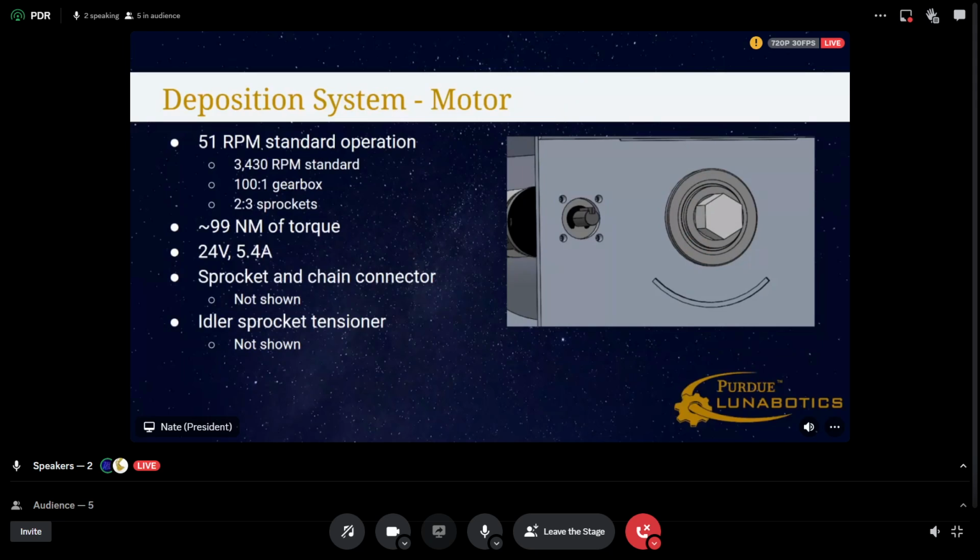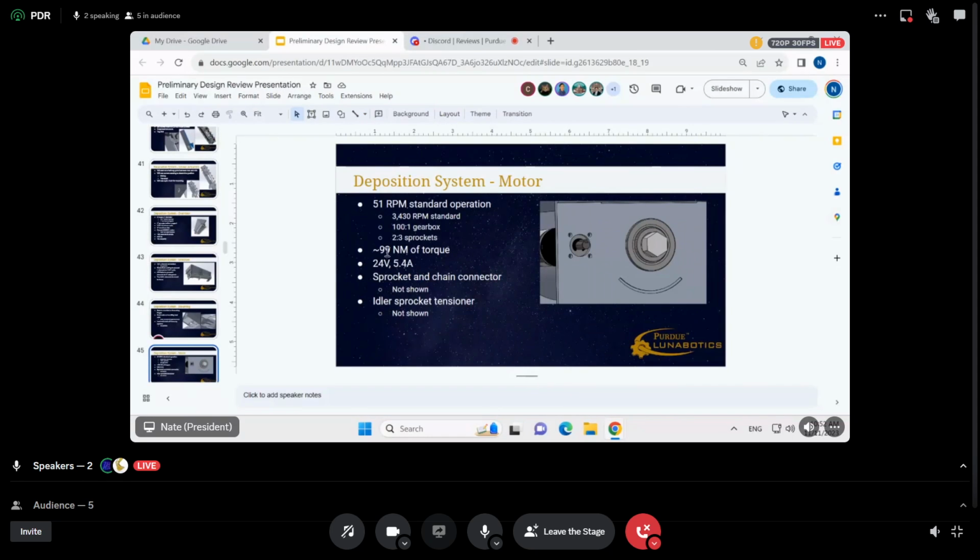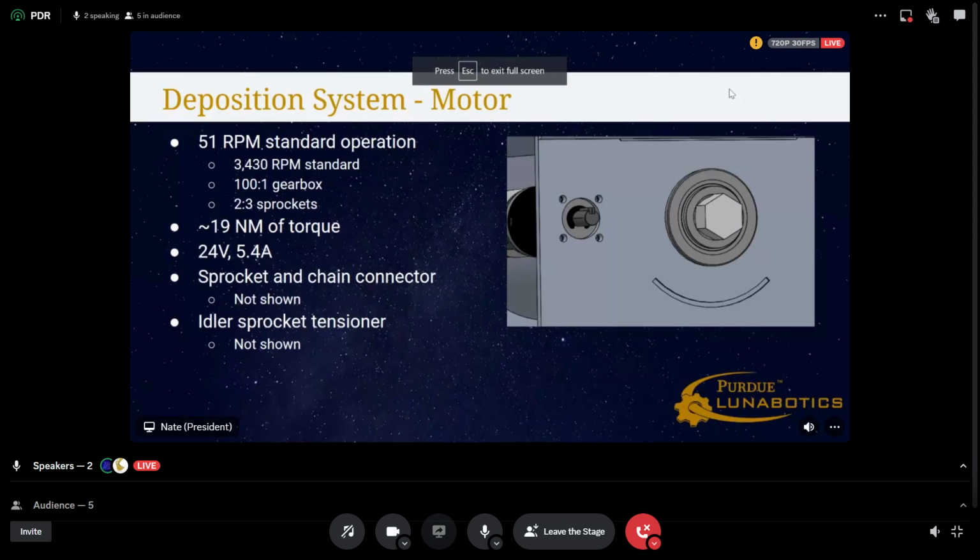Talking about the motor, we're going to be running at 51 RPM for standard operation. The motor outputs about 3,400 RPM, so we're doing some gearing to get that down to the range we need. That says 99 Newton meters. That's incorrect. It's supposed to be, one second. It is definitely 19 Newton meters of torque. I know everyone got excited and thought we were about a sheer god there. Nope, just 19 Newton meters of torque. It's running at 24 volts with 5.4 amps of current at nominal running.